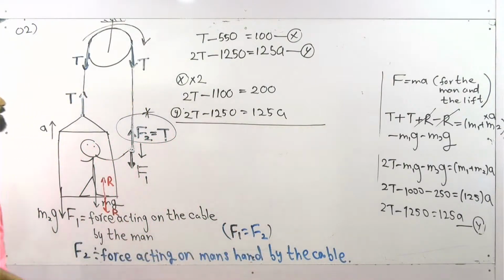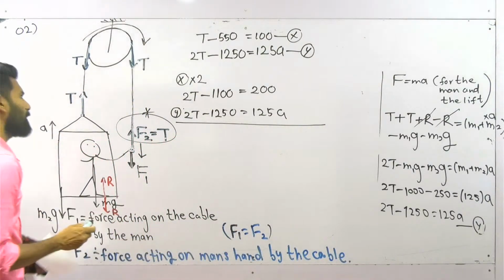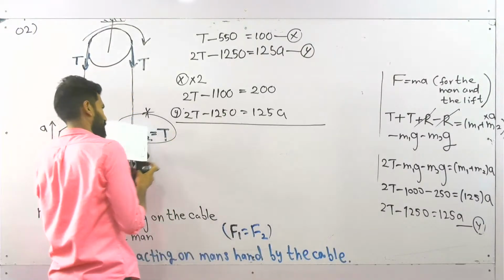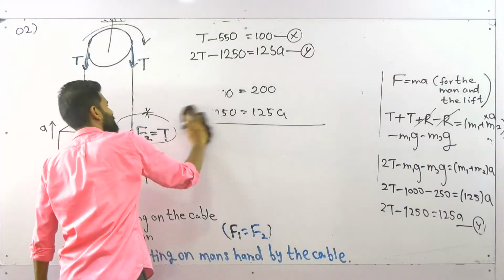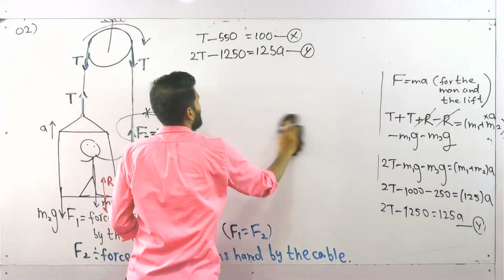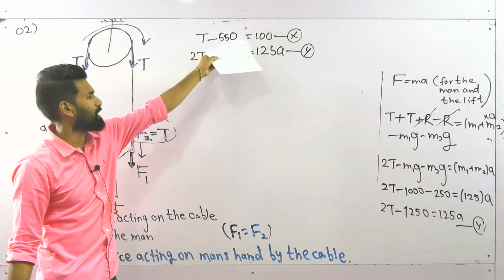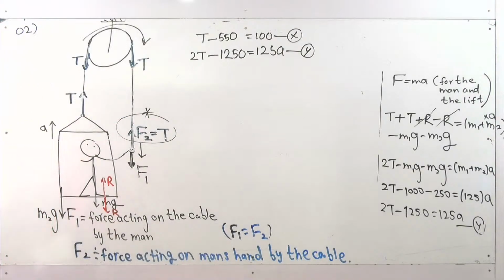Okay, then what will happen? No need of doing such things. Here the first equation, 2 minus 550 is equal to 100. Actually there should be another thing, no? Wait, I will check.